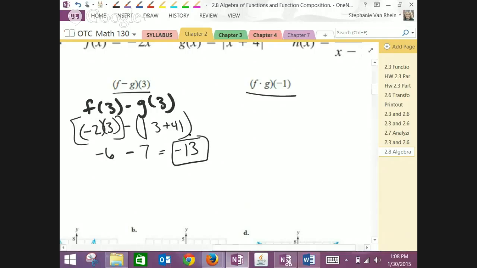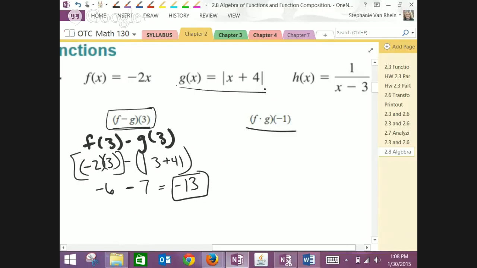So you see how that works? This notation is saying I take the f function and I subtract the g function, and I'm going to do that at the point 3. So f of 3 is minus 6, and g of 3 is 7. So if I take minus 6 minus 7, I get minus 13. Some of you are looking at me like, oh my gosh. Where did you get the values from? G, because this function is g, and I plug 3 into the function, which would be 3 plus 4.